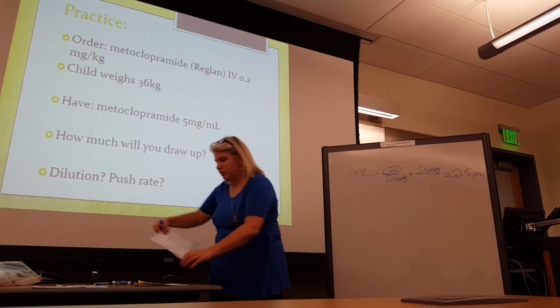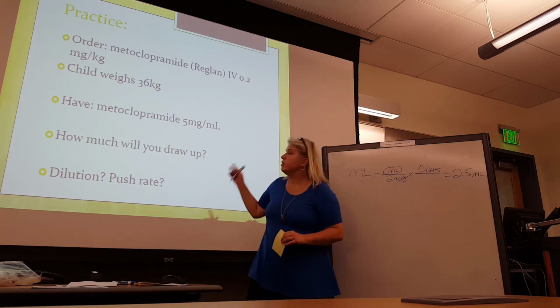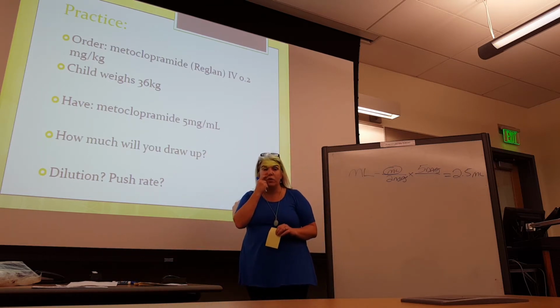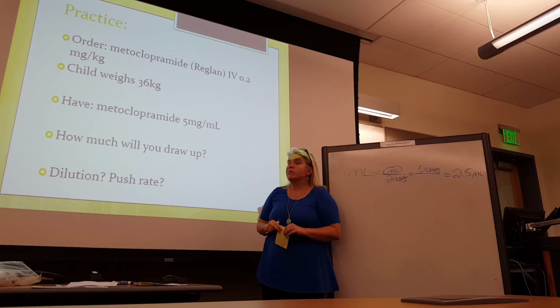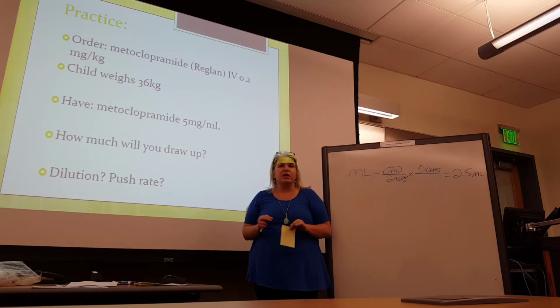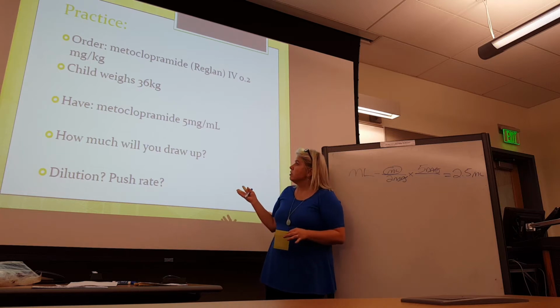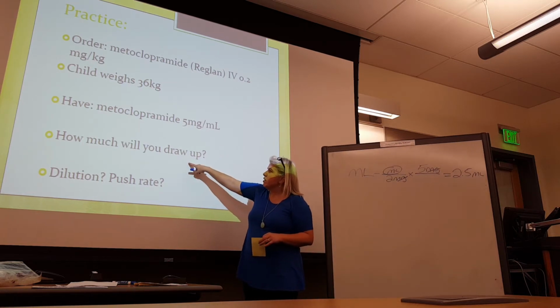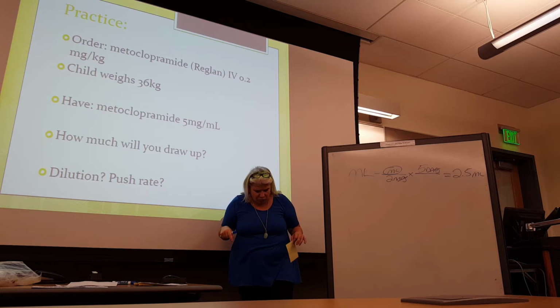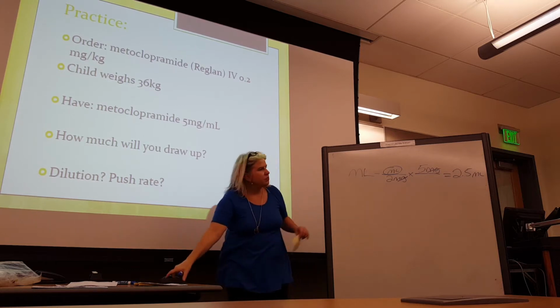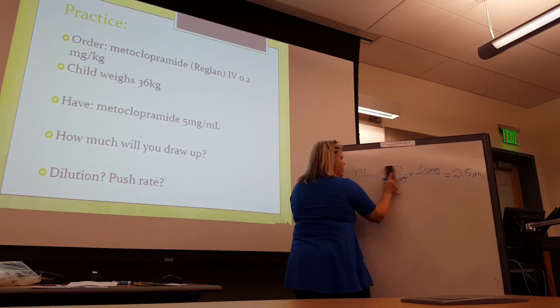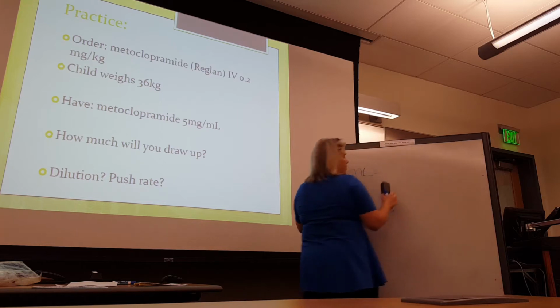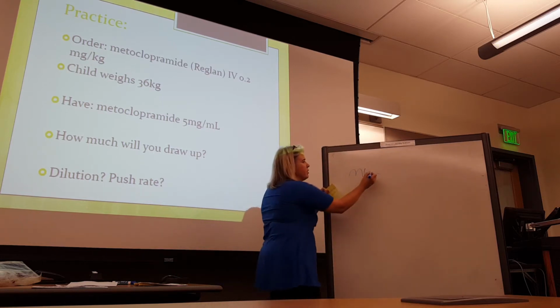So another problem is, let's say you have Reglan, and this is actually a problem from 4th quarter. Especially when you're giving Reglan to a child, you're not going to give the same dosage that you would to an adult. When we get down here, it's asking how much will you draw up? So what is it that you're calculating? Good, you're drawing it up into a syringe, so what you're calculating is still milliliters.